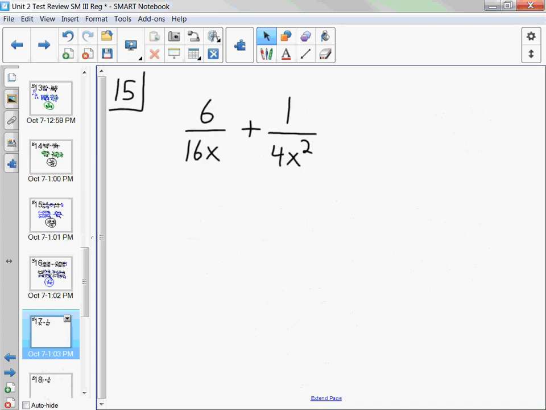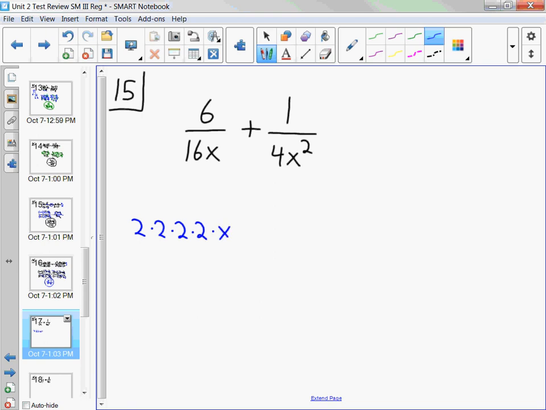Problem number 15. My instructions are add or subtract and simplify completely. Well, in order to add two fractions together, I need a common denominator. If I break 16 down, it breaks down to 2 times 2 times 2 times 2, and then I have an x. And if I break 4 down, it breaks down to 2 times 2 times x times x. I need to take every factor I see. All I see is 2's and x's, but I have to take each the most number of times it occurs in one of these fractions. I can see that 2 occurs 4 times, so 2 times 2 times 2 times 2 is 16.